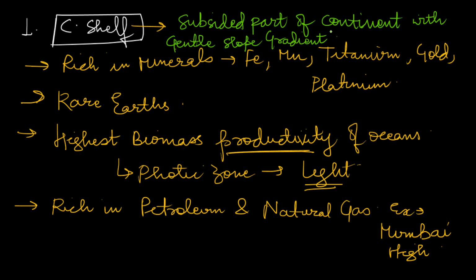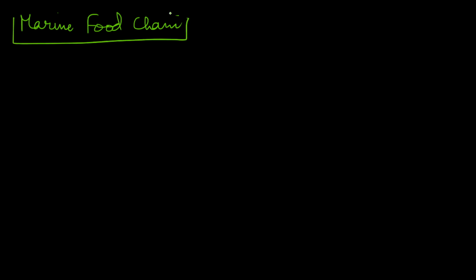Now let's move to continental slope. But before that, let's see the marine food chain, because a lot of the marine food chain is found in this continental shelf only, as it is the highest biomass productivity region. So let's discuss the marine food chain in brief. At the lowest level, the producer level, you will find phytoplanktons. Then you will find zooplanktons.